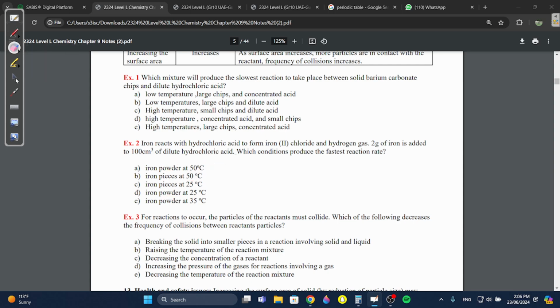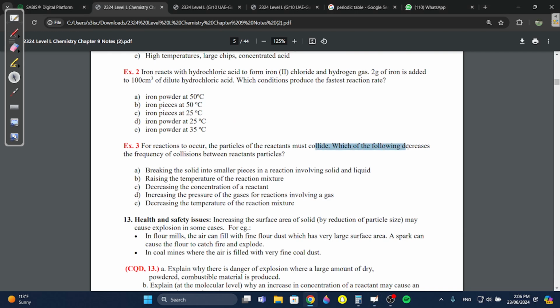Exercise 3. For reactions to occur, the particles of the reactants must collide. Which of the following decreases the frequency of collisions? Breaking the solid into smaller pieces? No. Raising the temperature of the reaction? No. Decreasing the concentration? Yes. Increasing the pressure if it's a gas, of course that will make it faster. Decreasing the temperature, there's more than one answer. Yeah, it should be two answers. Yeah, this and this.